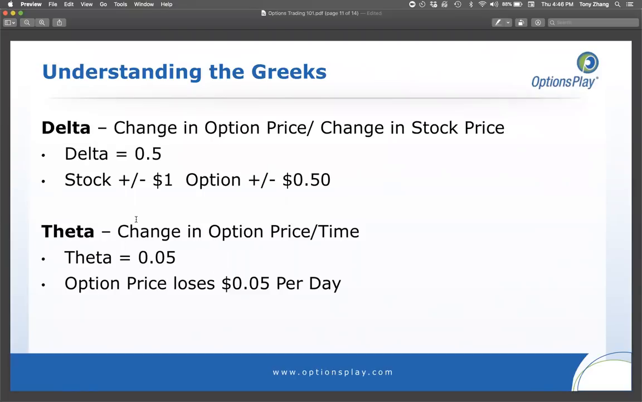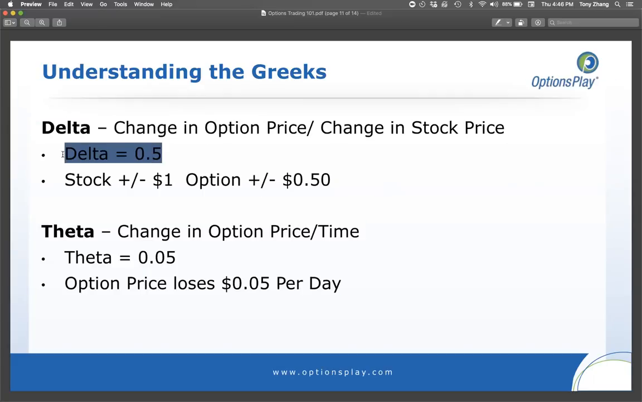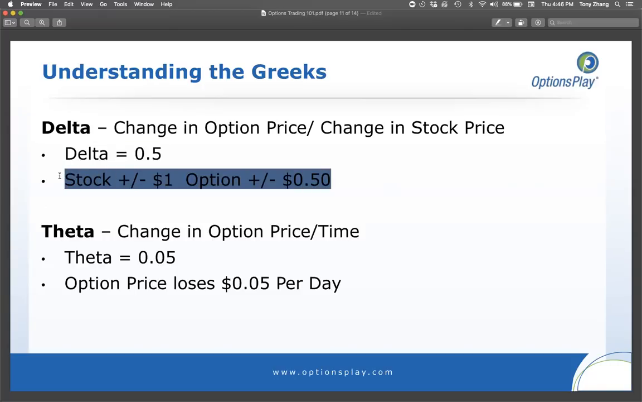So when we talk about delta, this is really what tells you how much money you are going to make or lose from this option if the stock goes up or down. So delta is really the change in the option price with respect to the change in the stock price. So if you have an option that has a delta of 0.5, that tells me that for every dollar the stock moves up or down, the option price will fluctuate by half as much, 50 cents up or down.